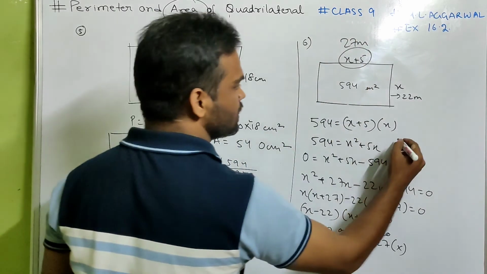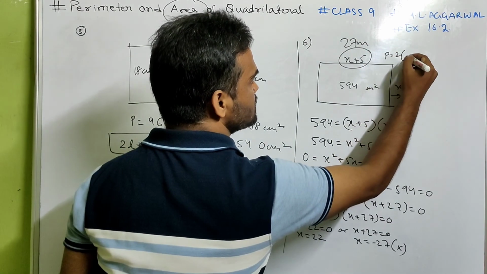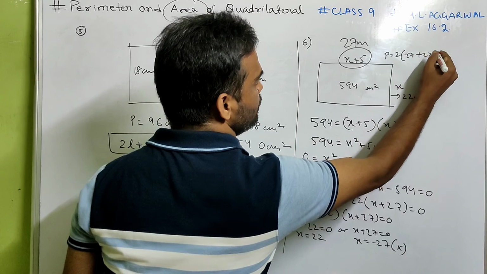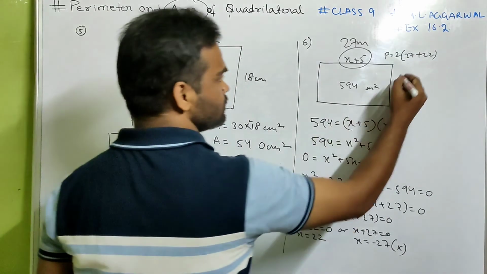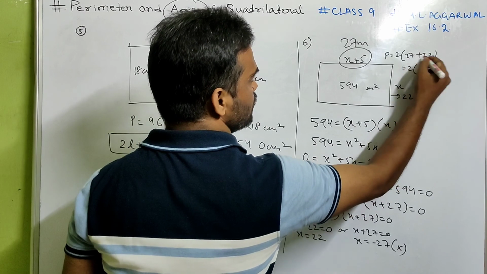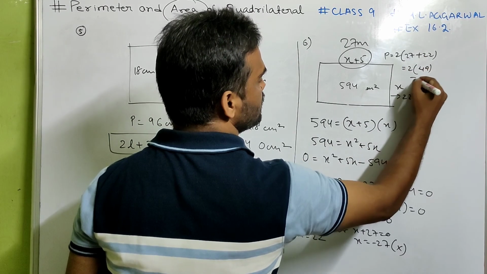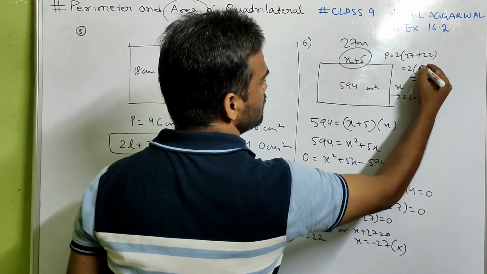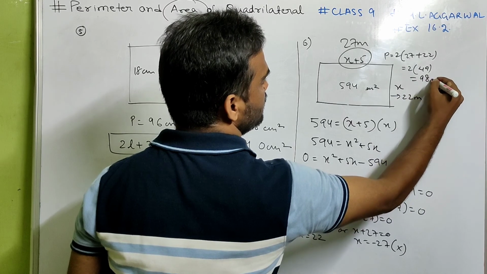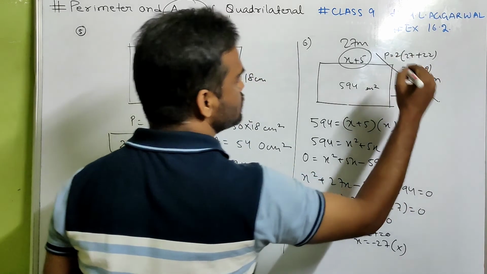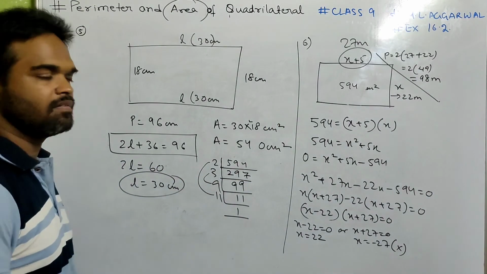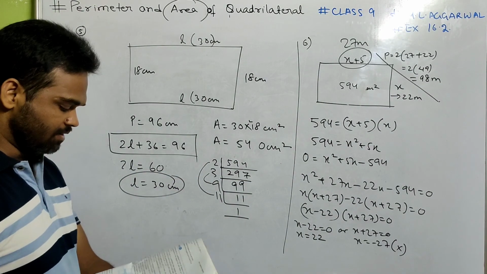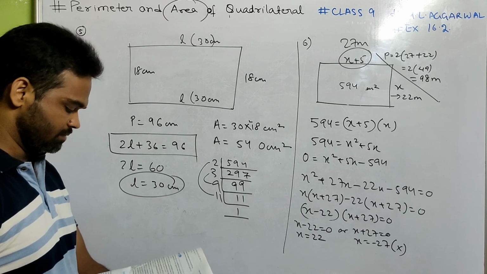So what will be the perimeter? Perimeter will be twice L plus breadth. Twice bracket L plus B. So that's twice 27 plus 22, 49. That's how much? 98 meter. And that's your perimeter for this rectangle. Simple, we form an equation, solve it, get the value of x and then the perimeter.